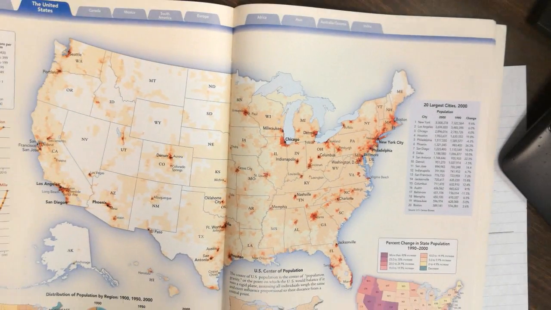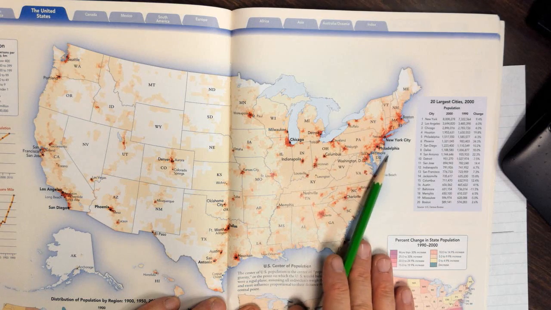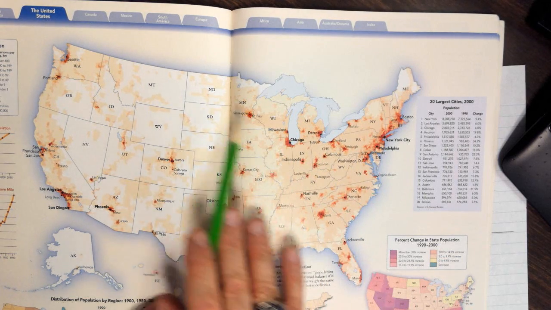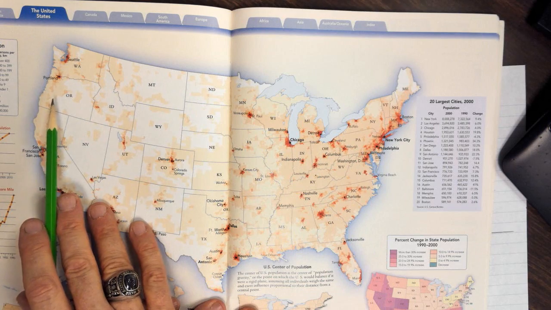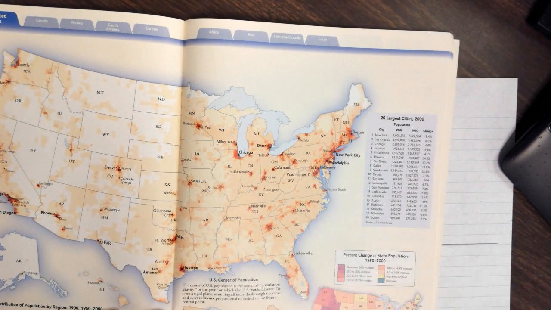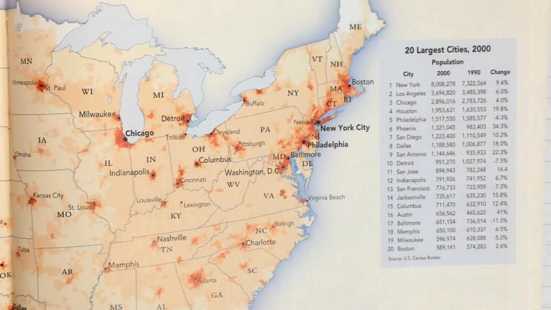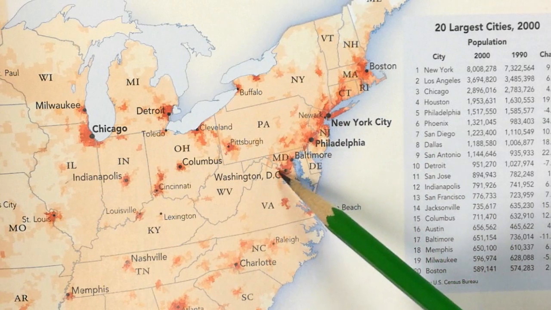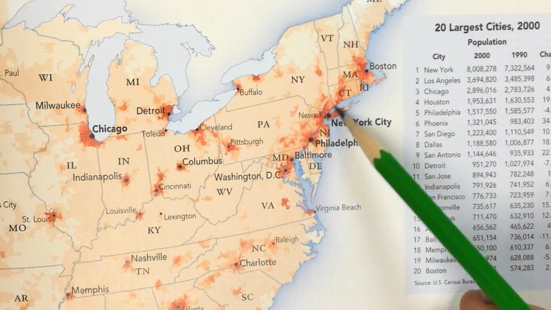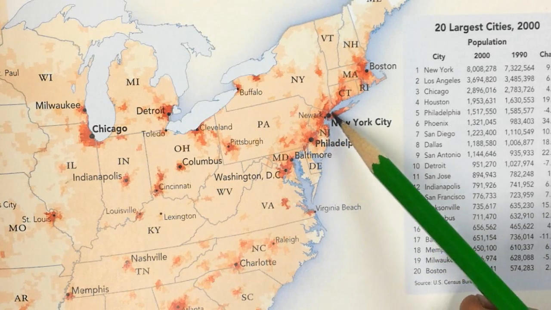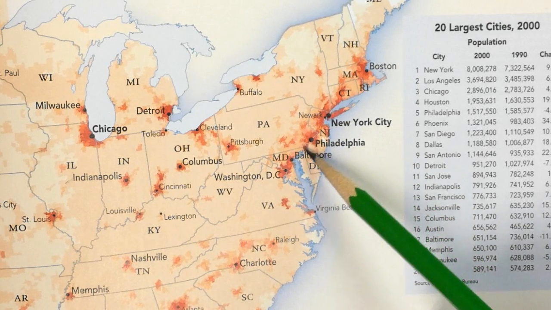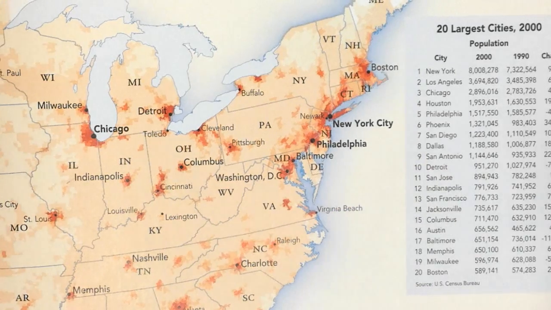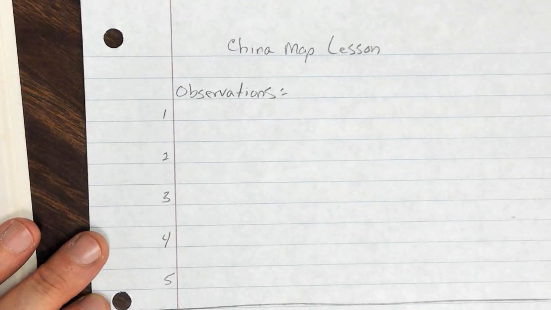If I looked at this map, I could quickly see that more people live in the eastern half of the United States than the western half. I could also look at this area up here in the New York area and make an observation: a lot of people live right along this line of New York, Philadelphia, and Baltimore. So I'm going to make that observation on my own for number 1.